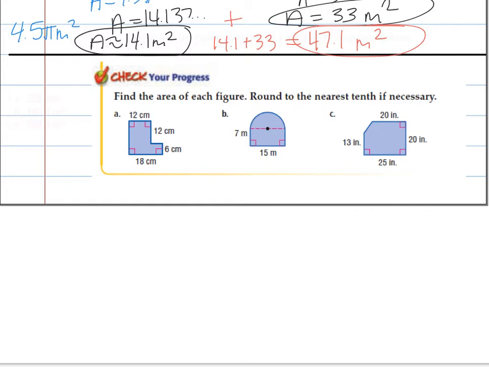You could split it up like that, making a square and a trapezoid. You could split it up there and make a rectangle and a trapezoid. You have lots of options, okay? So try some of these and do your best. I am going to do A.